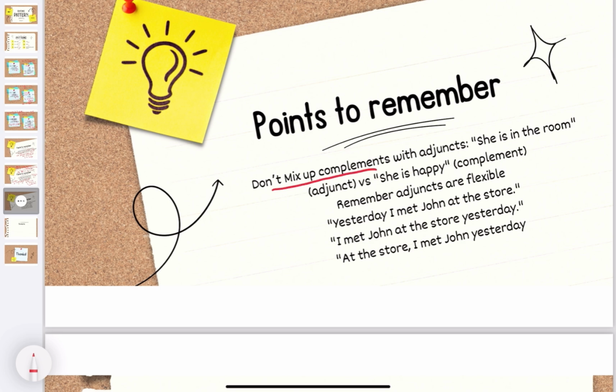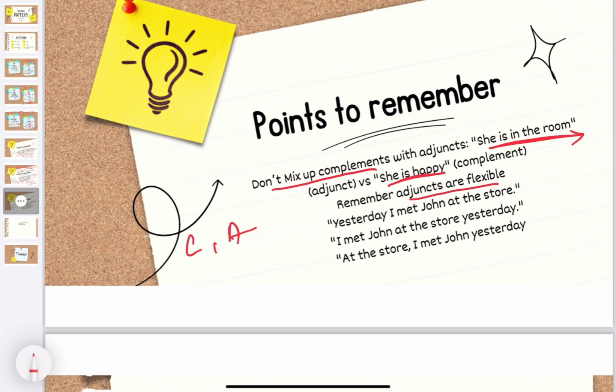Don't mix up complements with adjuncts. People always try to mix up the complement and adjunct. Okay, she is in the room. Every time people might think that whatever comes after is our complement, but that is not always the case. Okay, she is in the room is an adjunct. She is happy is a complement. And also remember, adjuncts are flexible.